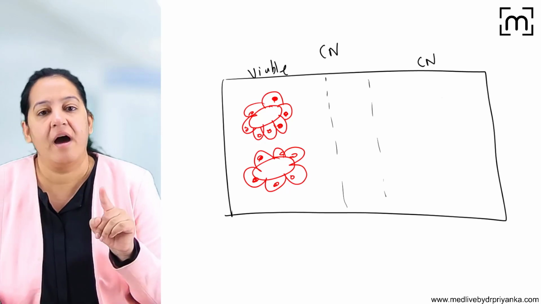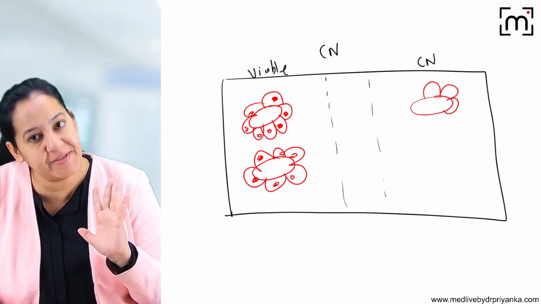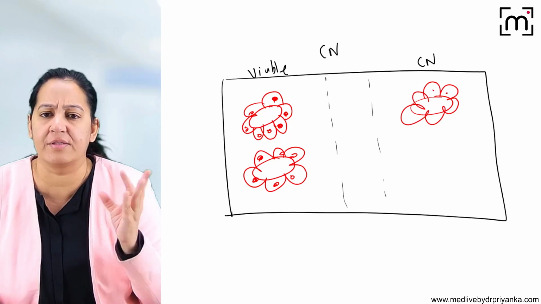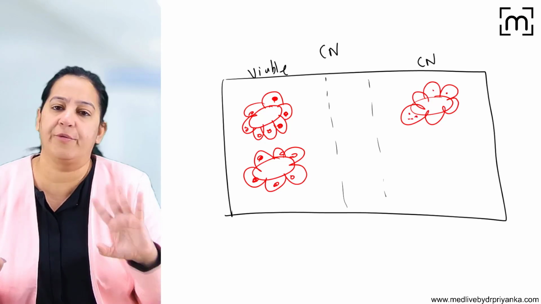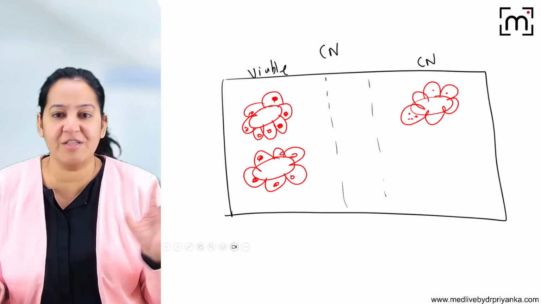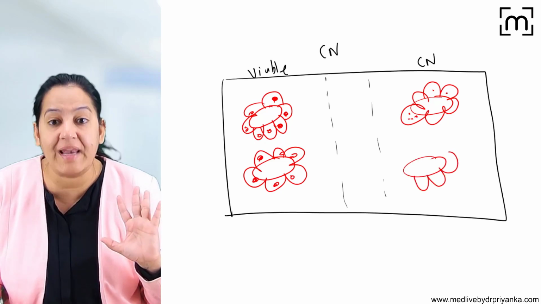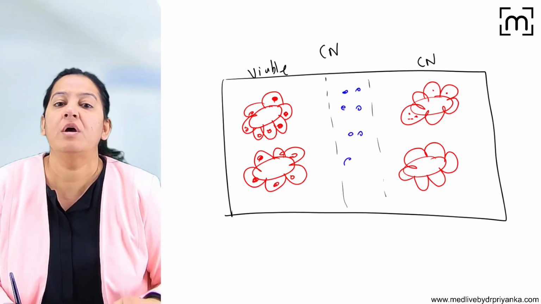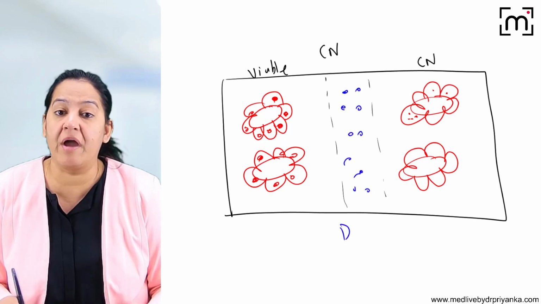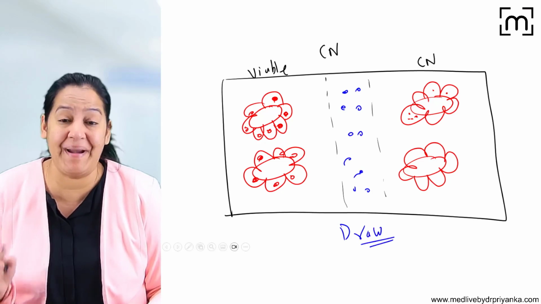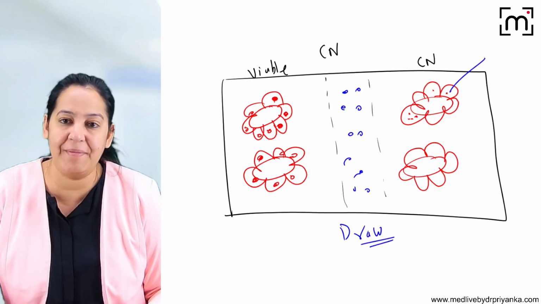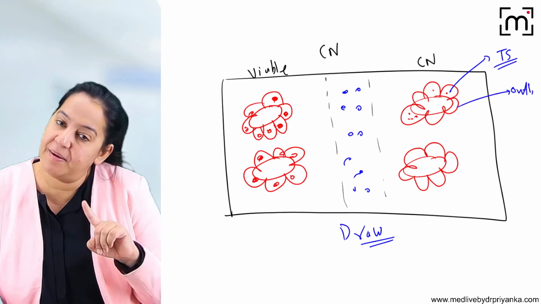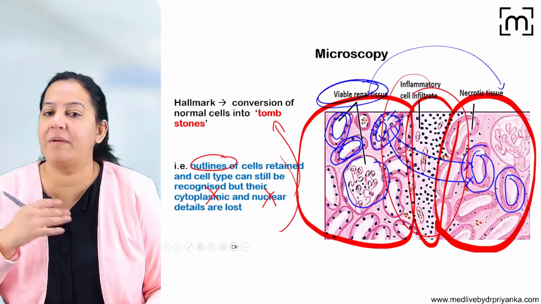On the next side, again draw the same shape. The shape is still retained, but cytoplasmic detail is lost, and nuclear detail is lost; hardly do you see any nucleus, or if it is present, it is fragmented, or the nucleus is absent. You draw only the outline, and at the junction, try to draw the lymphocytes. This is how you have to draw the diagram in the university exam and label it properly. Labeling is important. Label these cells as tombstone appearance cells, and label that the outline is maintained, but the other two details are lost. If you do the labeling properly, I will give you full marks.